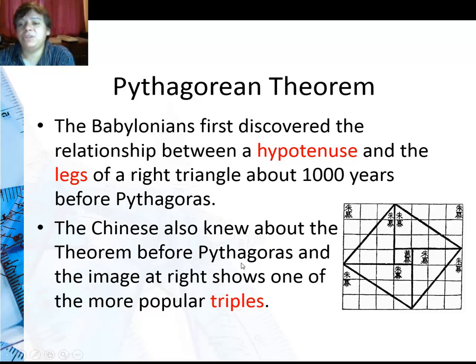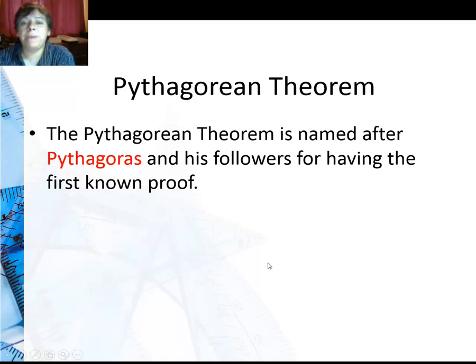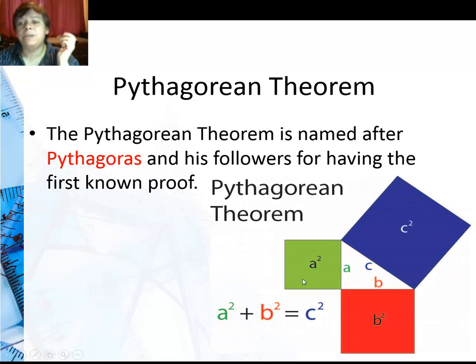In fact, this image at right shows one of the more popular triples. So you can see a side of length 3 here, a side of length 4, and a side of length 5. That's a 3-4-5 triple, or the 3-4-5 right triangle. Now, the Pythagorean theorem is named after Pythagoras and his followers for having the first known proof. And it involves something more.